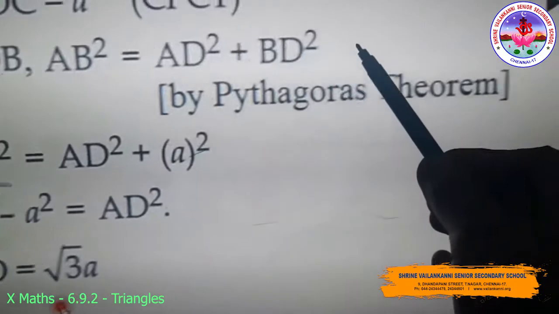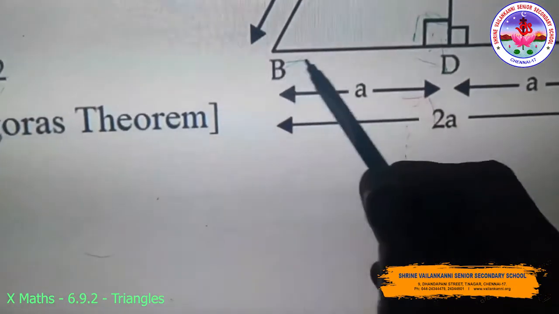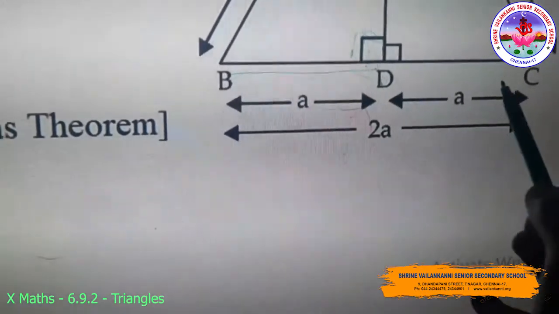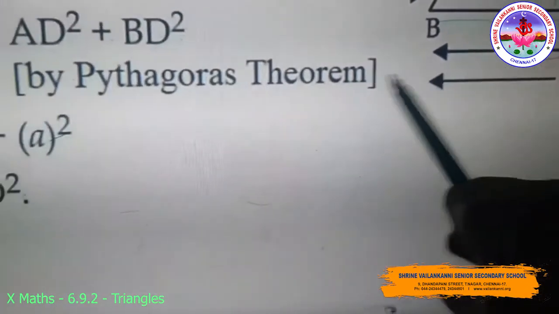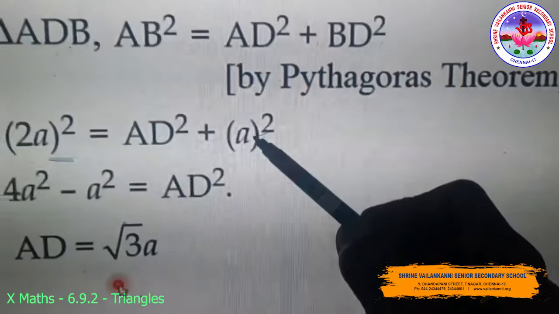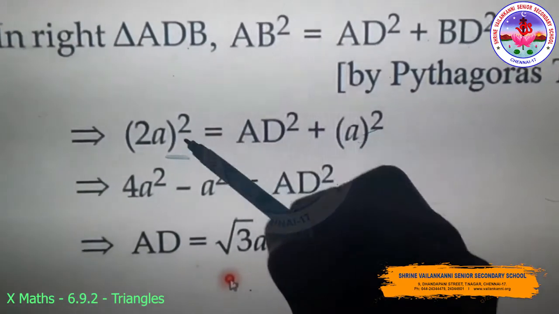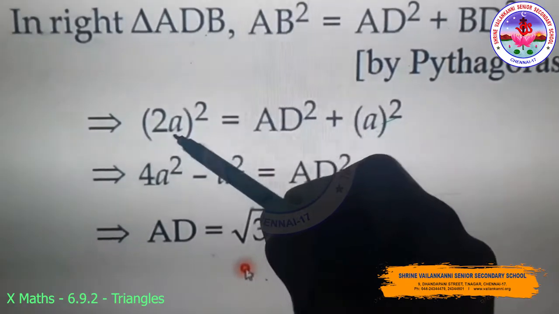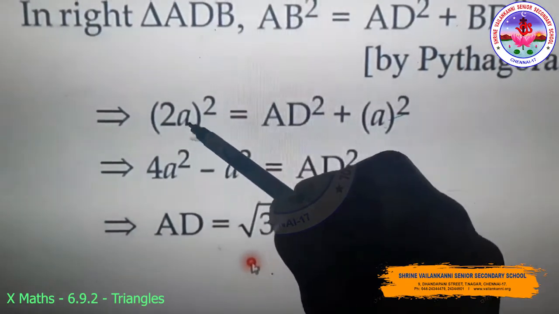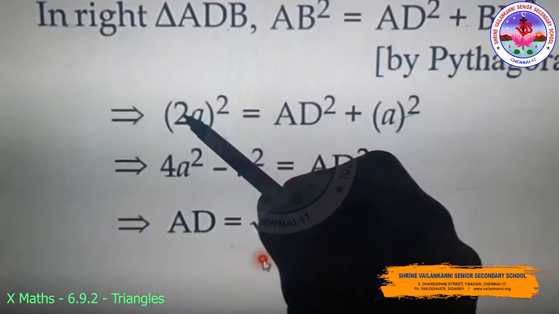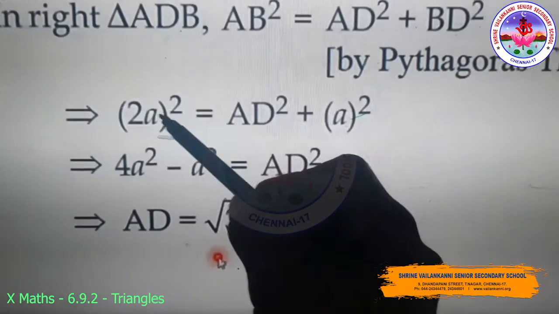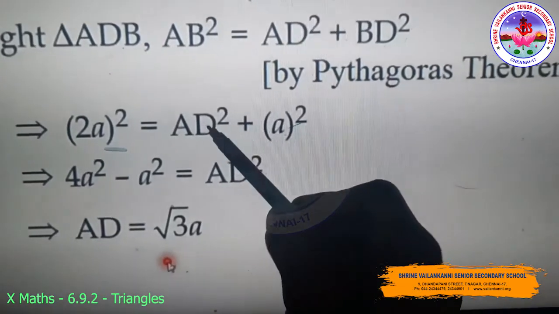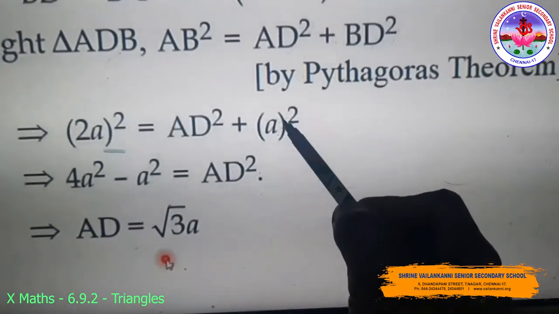So in the triangle we found that BD length is A, since D is the midpoint of BC. So I am substituting my BD square as A square, and we know that AB is a side of an equilateral triangle which is given as 2A. So I am substituting AB square as 2A the whole square. So I got 2A the whole square is equal to AD square plus A square.